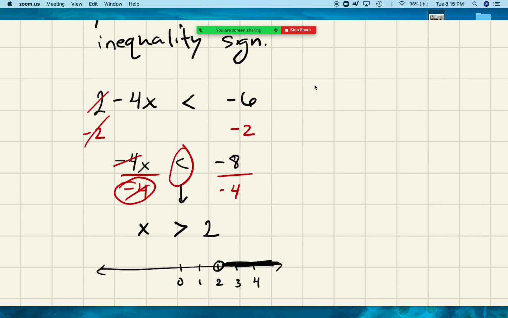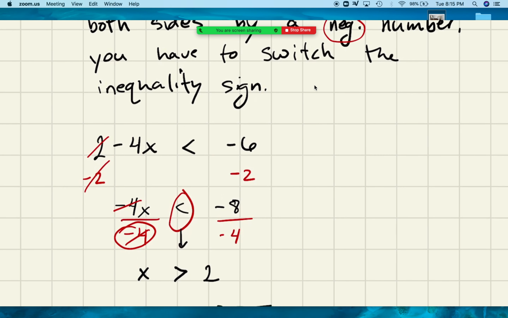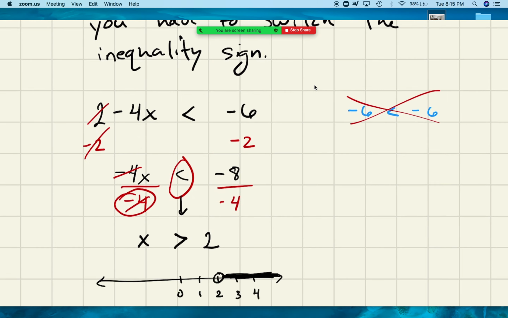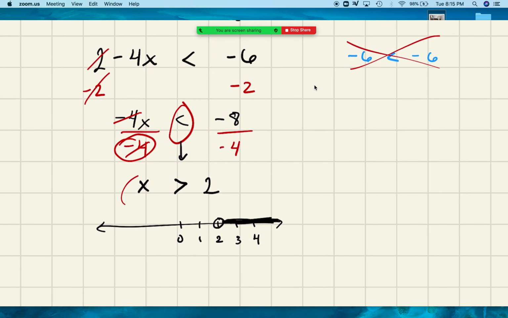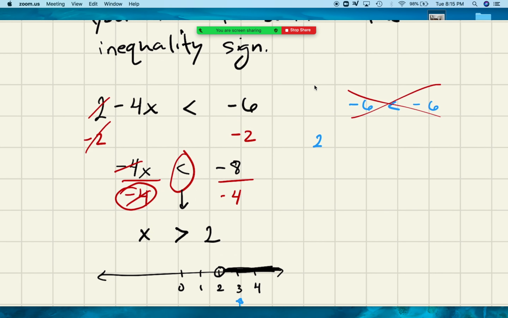But if I plug in 2, I would get negative 6 is less than negative 6, which is actually wrong. Negative 6 is not less than negative 6. Negative 6 is equal to negative 6. So really, I would have to plug in something greater than 2 to check my work. So I'm going to plug in just the next one. I'm going to plug in 3. So let's see what happens when I plug in 3. This is just to check.